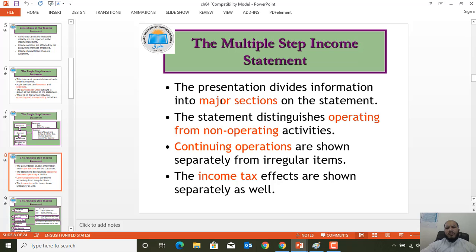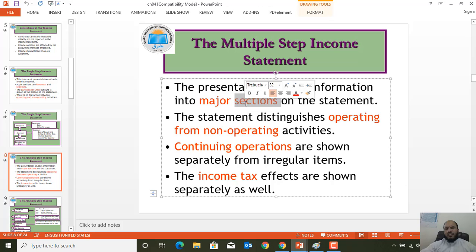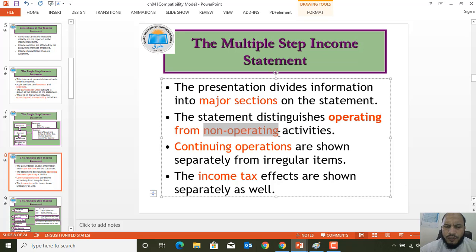Dear students, keep in mind that the multiple step income statement divides information into major sections on the statement, and this will distinguish operating activities from non-operating activities. This is one of the major differences. Now you are asking, what do operating activities mean and what do non-operating activities mean?